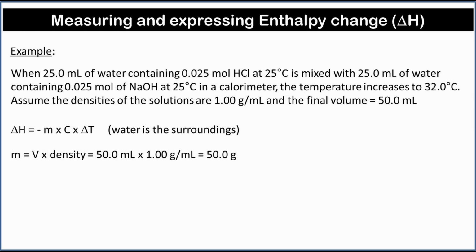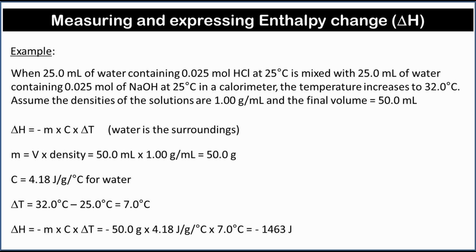First step. Calculate the total mass, using the volume and density. Second step. Look up the heat capacity for water, which is equal to 4.18 joule per gram, per degree Celsius. Third step. Calculate the change in temperature. Final step. Calculate the enthalpy change.